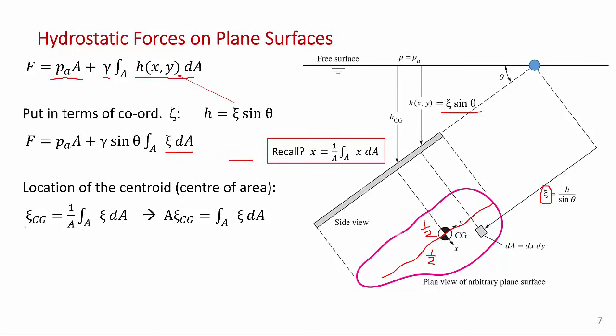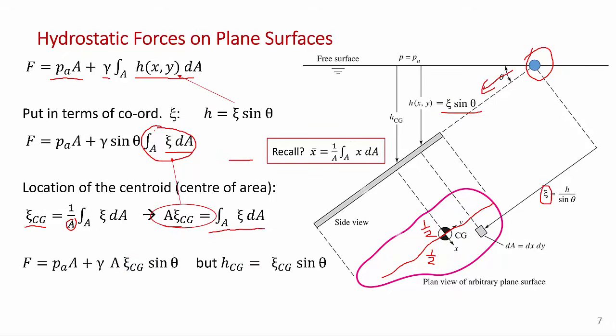And so we can imagine the xi location of the centroid relative to this point up here, measuring downward. That would be 1 over area, the integral over the area of xi dA. So we can express this in terms of the location of the centroid relative to the free surface. We multiply both sides by A, and we get A times the location of the centroid, measured along the angle of the gate from the free surface. That's equal to this integral right here. We can make that substitution, and we just end up with the force being this.